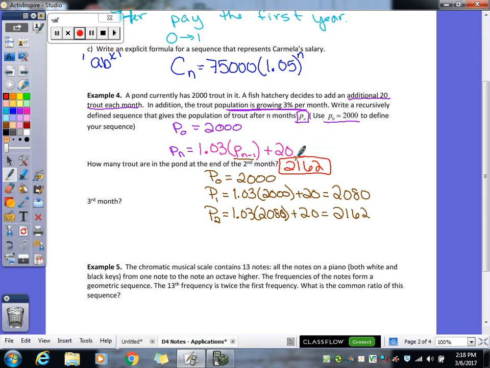2,162 fish, or trout. So then they want to know third month, so I'm just going to keep going. 1.03. I'm going to put one of my decimals in there this time because that's going to make my answer a little bit more accurate. If you're going to keep going, you want to try to make it as accurate as you possibly can. So this gives me 2,247. So at the end of the third month, we have 2,247 trout.